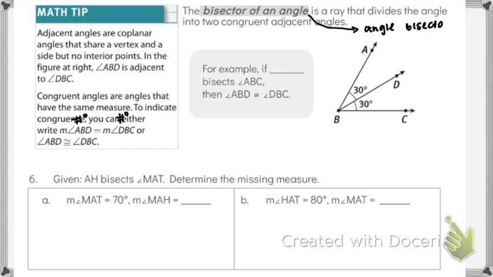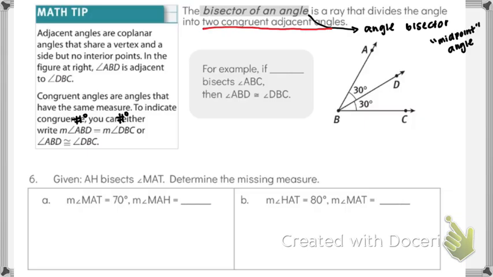And it's what cuts it into two congruent adjacent angles. So, two congruent adjacent angles. Now, bisector is kind of like the midpoint of the angle. I put midpoint in quotation marks there because midpoint only goes with the segment. But I want you to think of all the properties that we talked about with the midpoint.